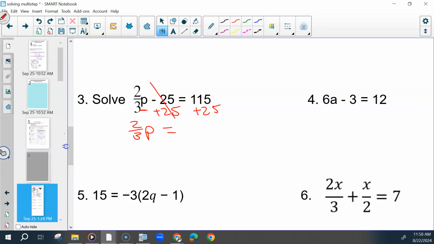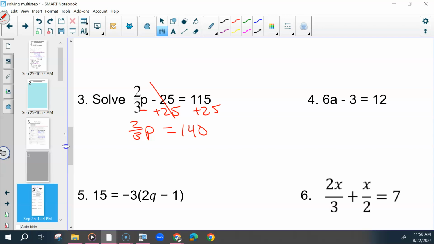What is 115 plus 25? 140, thank you. Right, and then there are 2 ways to go about solving this part. We could separate it and do 2 things separately, or look at it as a whole. I will do both. Really quickly.